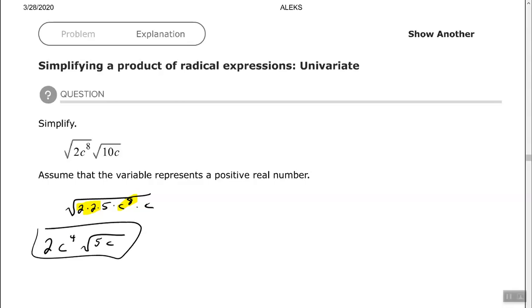So again, let's take a look at why that's true with the c to the 8th. Remember, c to the 8th is the same thing as c to the 4th times c to the 4th. So that's a pair of c to the 4ths, which means I can simplify that and just make it c to the 4th.